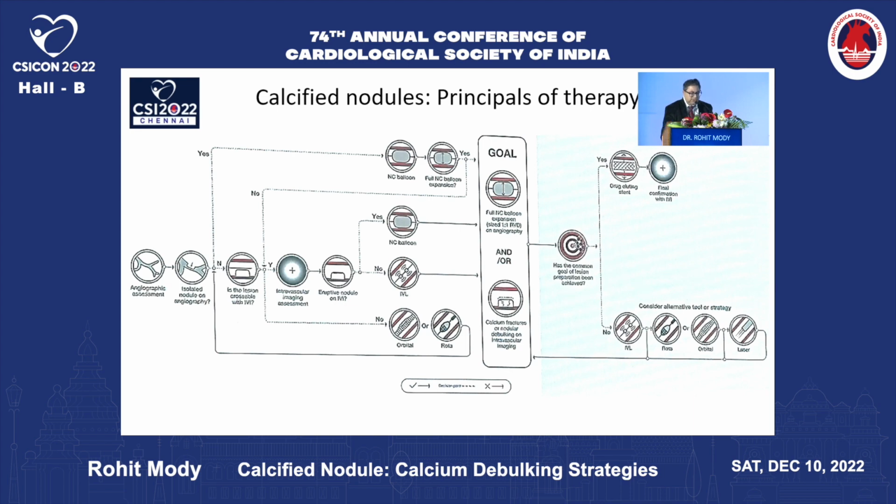So the calcified nodules, the principles of therapy: you can see the angiographic assessment. If there is an isolated nodule on angiography, with no extensive calcium, we can take the help of an NC balloon, or if there is full NC expansion, we can go, if required, to IVL and get the goal. Or with intravascular imaging, if there is heavy calcium or an eruptive nodule, then again you can look at NC expansion, and then decide upon the further course of action for IVL, orbital, or ablative therapies.